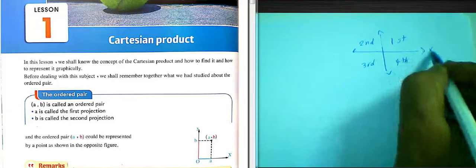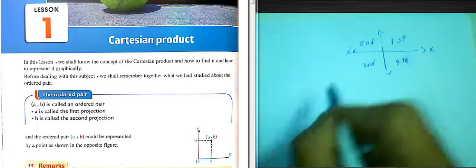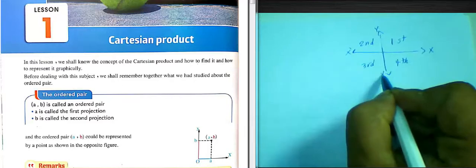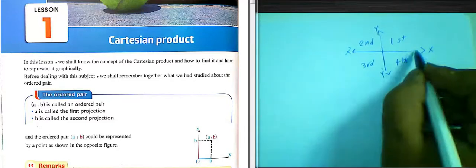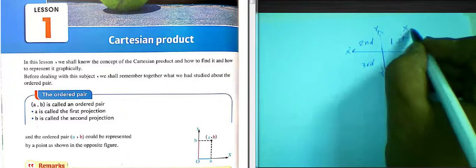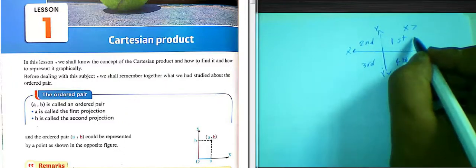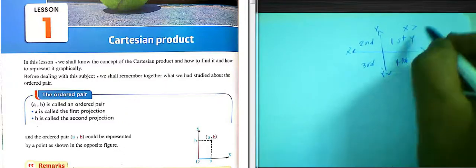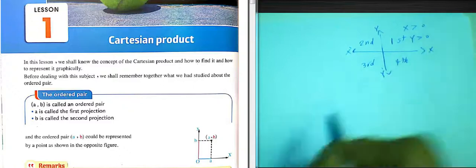This is the x-axis, x-dash, and this is y-dash. In this quadrant, we have x and y, with x and y more than zero. Okay?